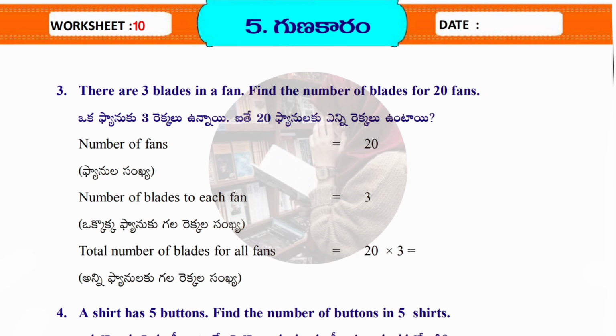The number of fans is 20. The number of blades in each fan is 3. So the total number of blades for all fans is 20 multiplied by 3. So 2 3s are 6, add 1 0.